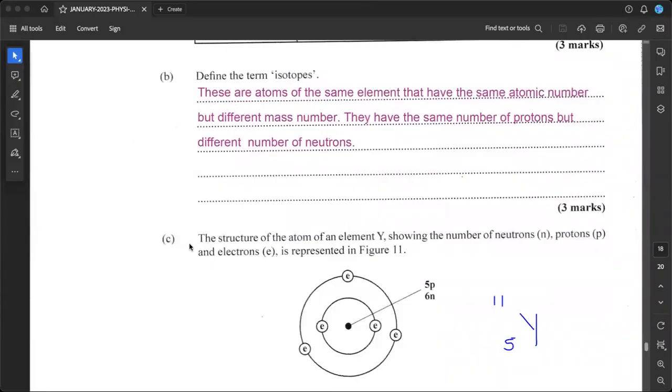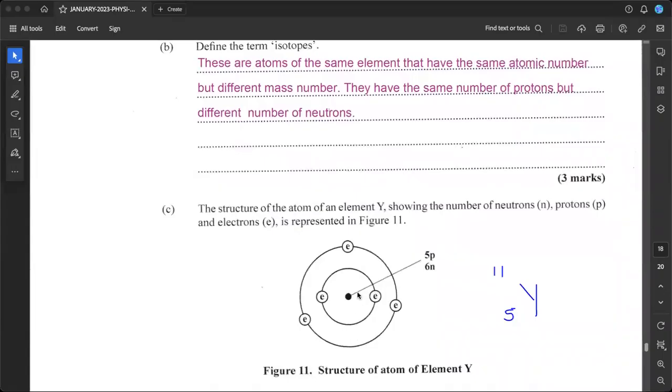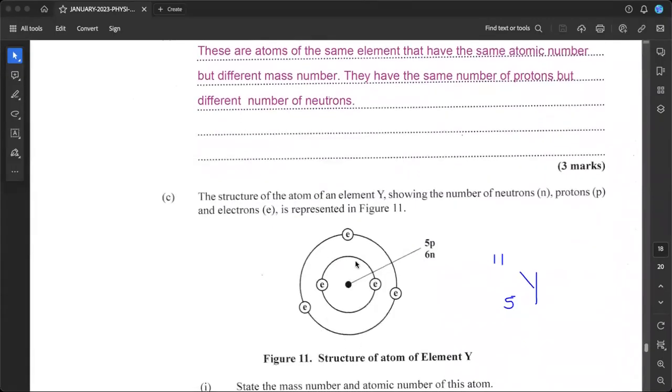For part C, the question tells us that the structure of an atom of an element Y, showing the number of neutrons N, protons P and electrons, is represented in figure 11. So we're looking at figure 11 now, the structure of an atom of this element Y. We can see here's our nucleus, and in our nucleus we have 5 protons and 6 neutrons. When we add those two together, that should give us our mass number. The mass number that we get would be 11. That's what I've written here.